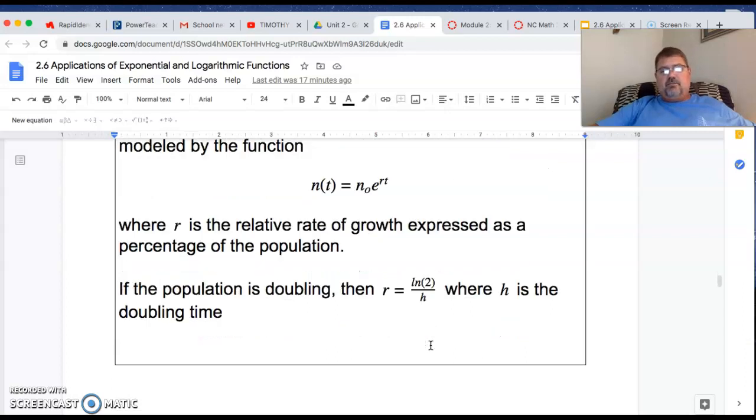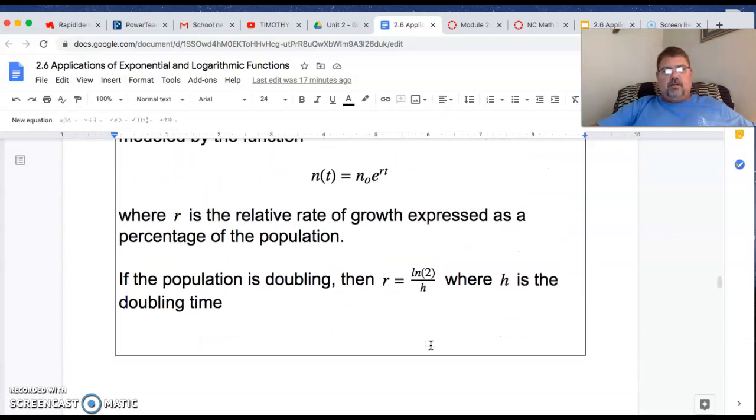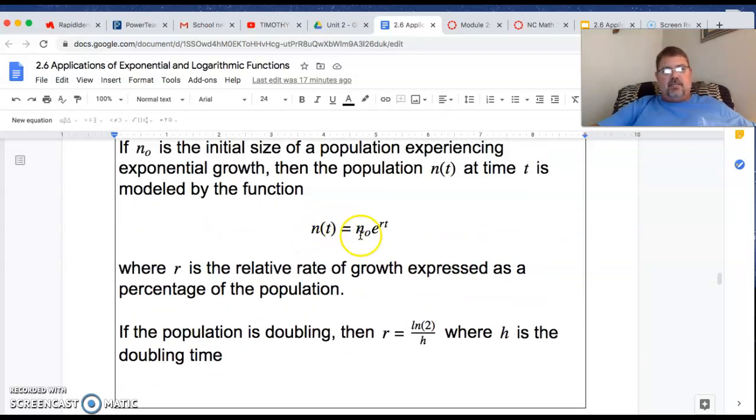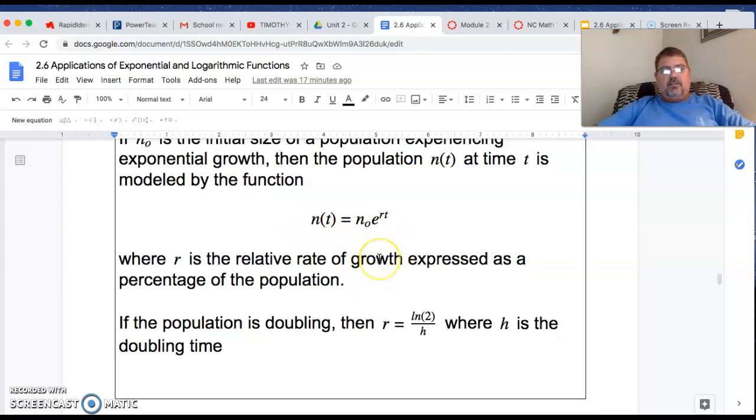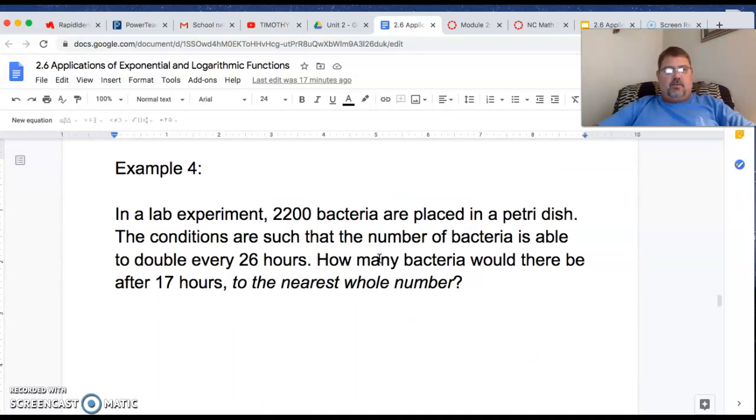And let's take a look at one of these problems, see what it looks like. Now, remember, this is the same thing as P e to the rt, and here's how it reads. It says, in a lab experiment, 2,200 bacteria are placed in a petri dish. The conditions are such that the number of bacteria is able to double every 26 hours. So this is a doubling formula. Right? It's doubling, we know that. How many bacteria would there be after 17 hours?